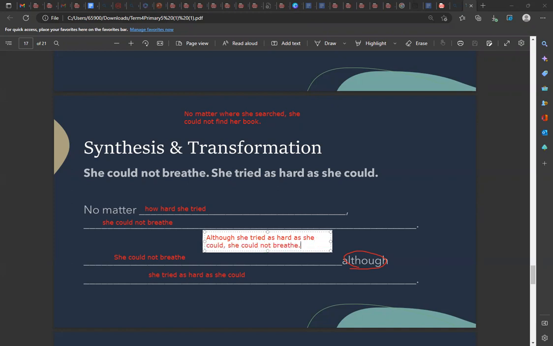she could not breathe. As you just realized, the order is very, very important. Even though she tried so hard, she could not breathe. So if although were at the start of the sentence, we would copy this part verbatim. That means exactly. And start with a capital letter A. So although she tried as hard as she could, she could not breathe.